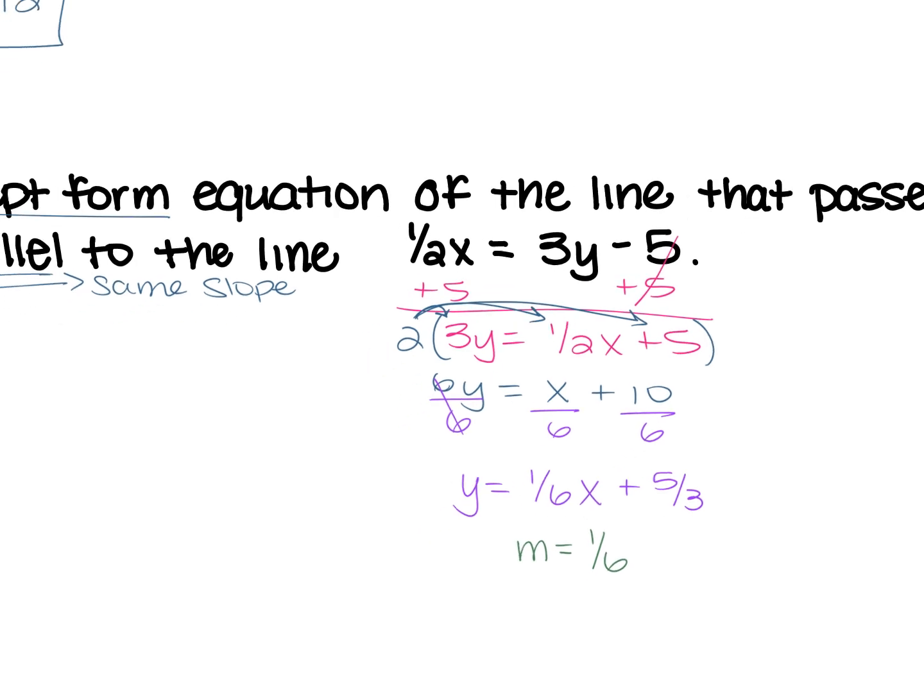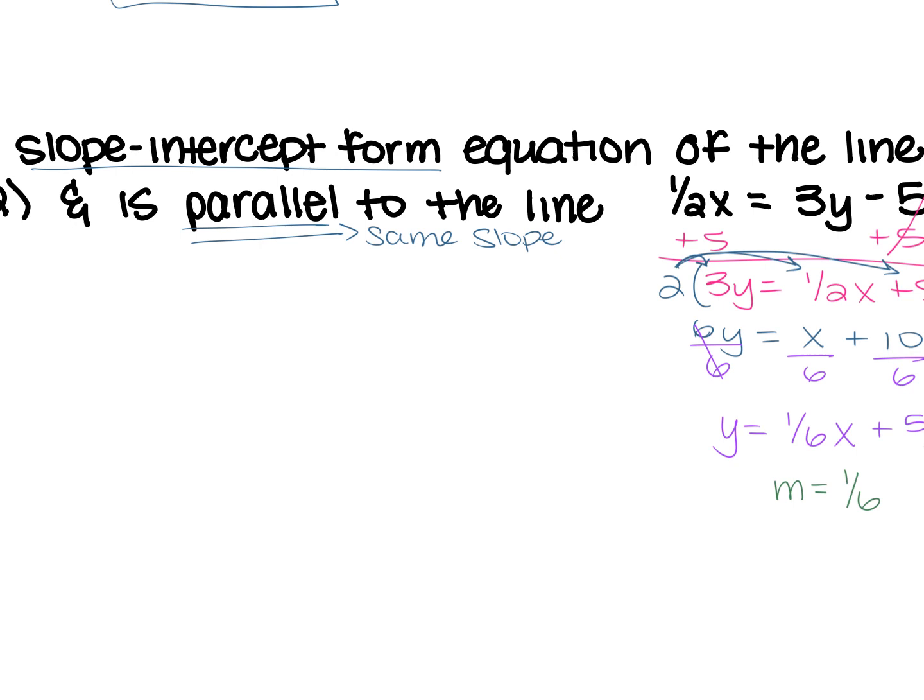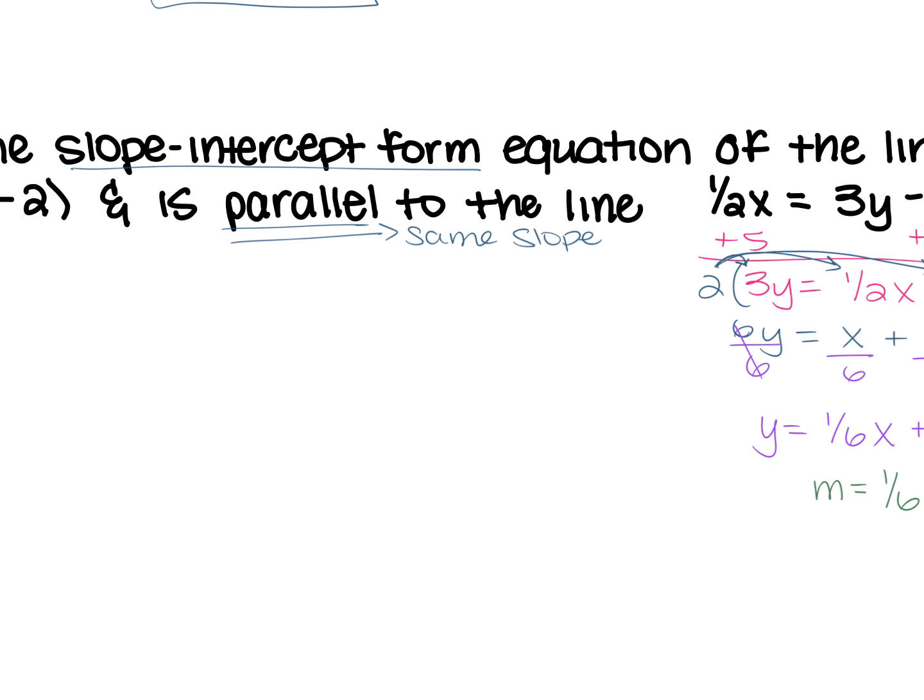Because I'm working with a line that is parallel to this, it's going to have the same slope as that 1 over 6. So the parallel slope is going to equal 1 over 6. I'm using that and my ordered pair of 8, -2. So my 8 is my x1, my y1 is that -2, and that's going to go into point slope form, which is y minus -2 is equal to 1/6 times x minus 8.